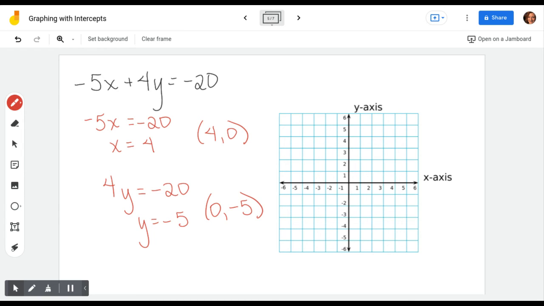So those 2 points, 4, 0 would be right 4 and stay there. 0, negative 5, don't go right or left, just go down 5. And then go through them, past them, arrows on the ends.